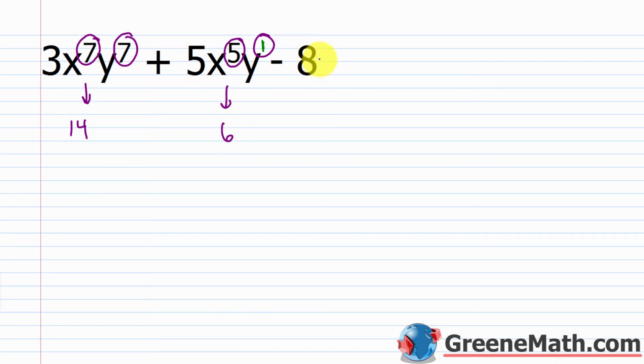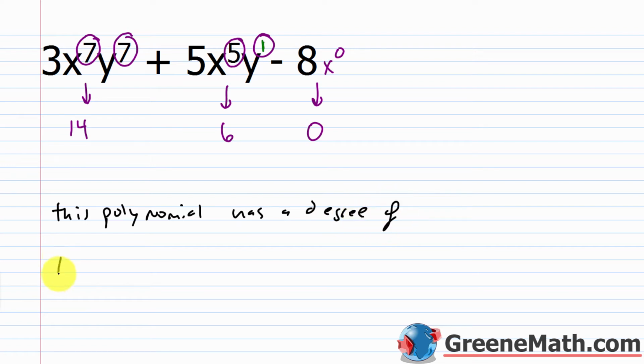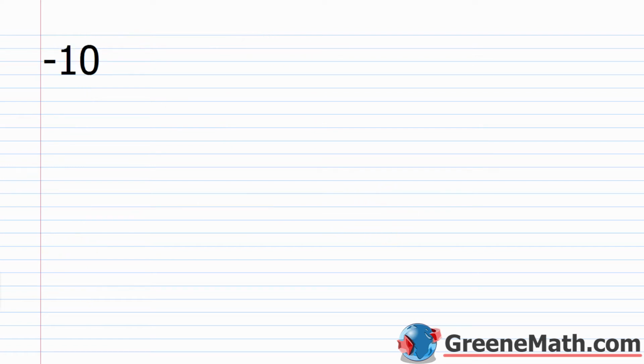And then here, if I see a constant, the degree is always going to be 0, right? Because I could write this as x to the power of 0. So I don't really need to put that the degree is 0. Obviously, that's not going to be the winner unless I just had a single term polynomial that was just a constant. So in this case, 14 is the largest degree of any term. So the degree for the polynomial here is 14. So this polynomial has a degree of 14.